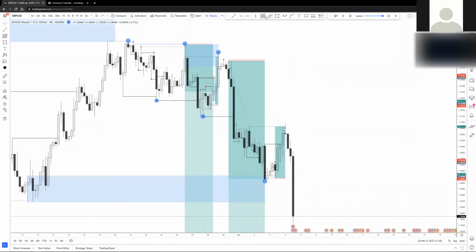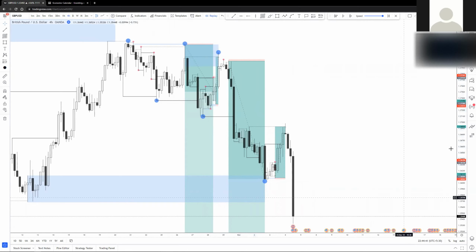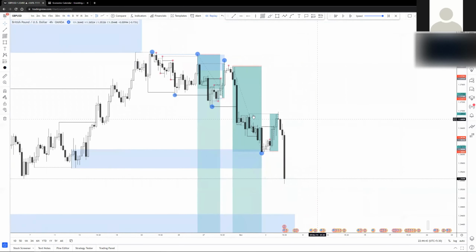Because the equilibrium level was so close, I was expecting at least a tap into the equilibrium. Okay, but see how close it was. At least a tap into this area, but never did. Okay, it just dropped. Yeah, can't help it. So it has taken out liquidity and it has given you a breakout structure. Okay, so this becomes a strong high.